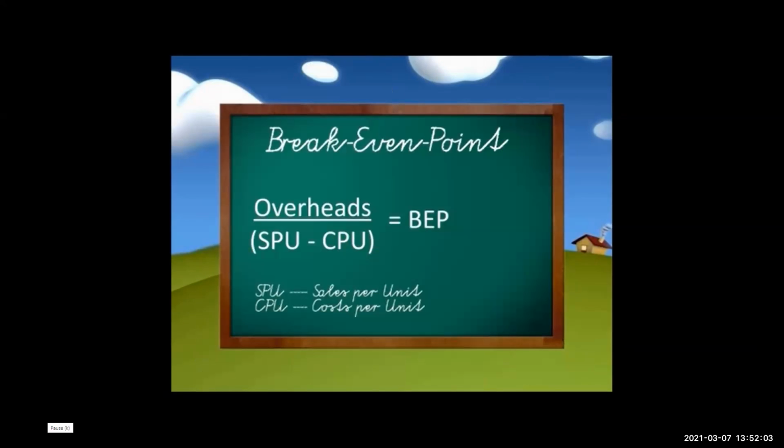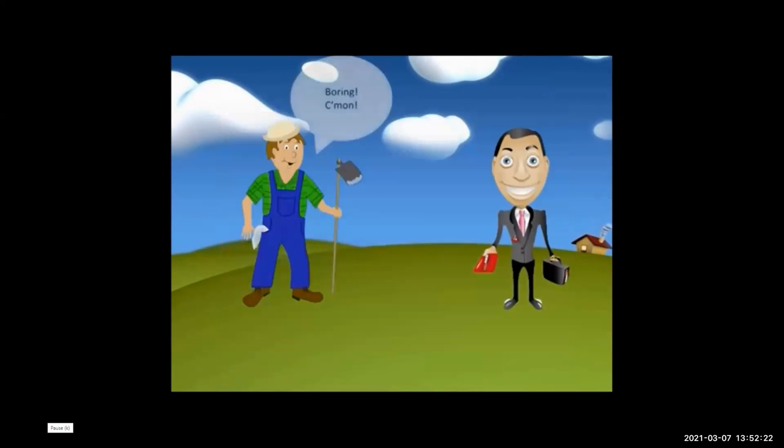Well, Farmer Joe, in general, when you want to get your break-even point, you have to take all your overheads and divide them by the contribution margin per unit. The contribution margin is the difference between your selling price and the variable cost. Boring. Why don't you just tell me in numbers how many apples I do have to sell? Oh, excuse me, sir. I will come to that right now.